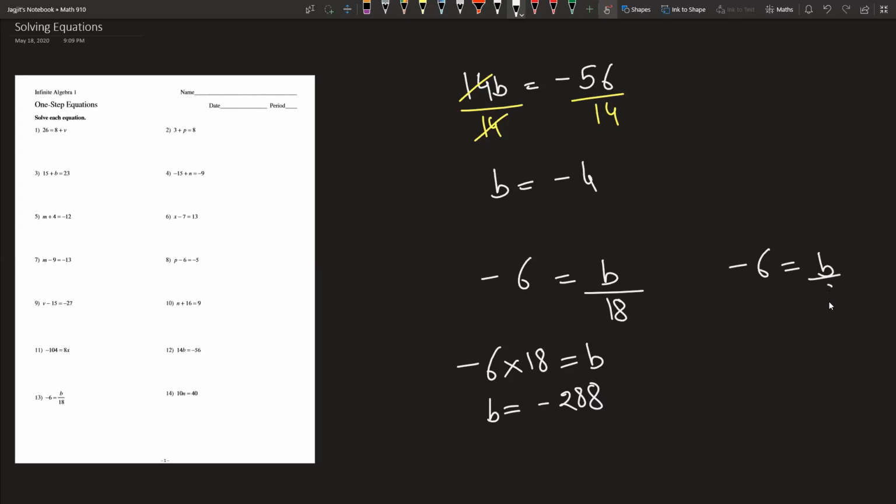Another way you could have thought about was this, right? You want to cancel the 18, it's dividing, so you'll just multiply both sides by 18. Now this cancels, and this is going to be 18 times negative 6, which is minus 288.